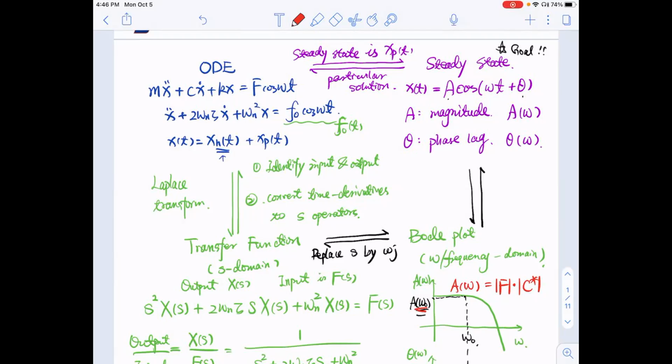So that means your response won't be immediate. If you apply the sine wave, then your response will be slightly slower than your excitation. Then how much slower, that is defined by your theta.